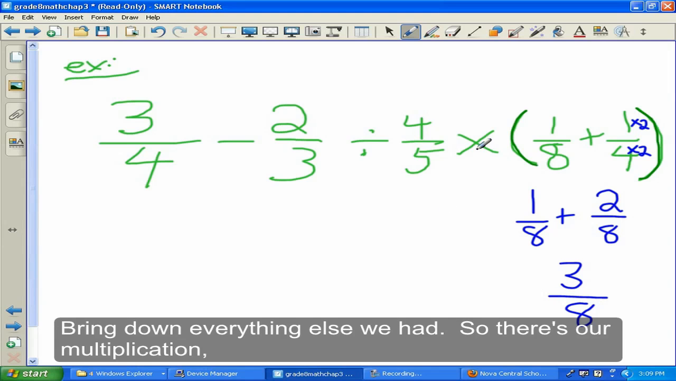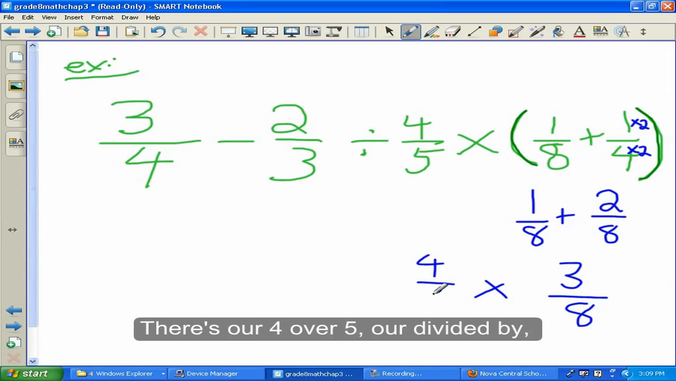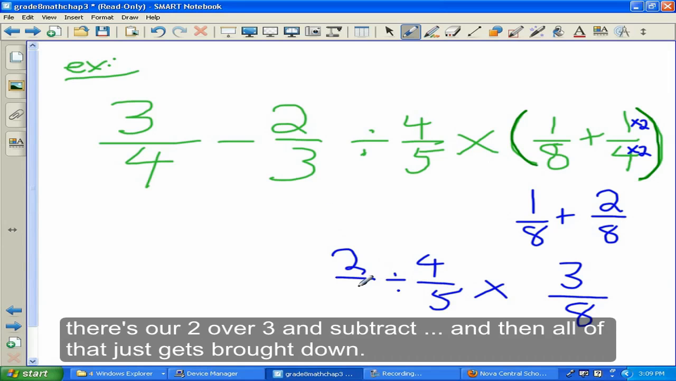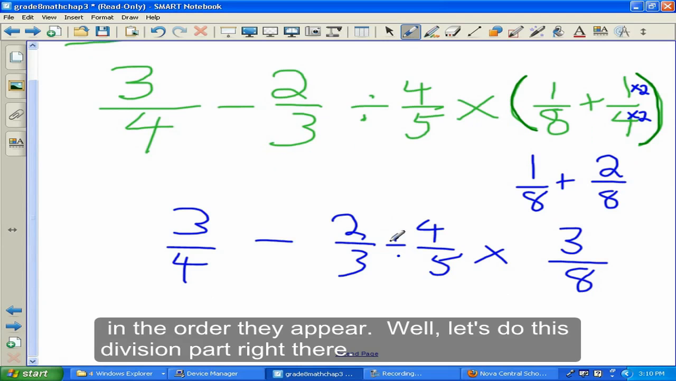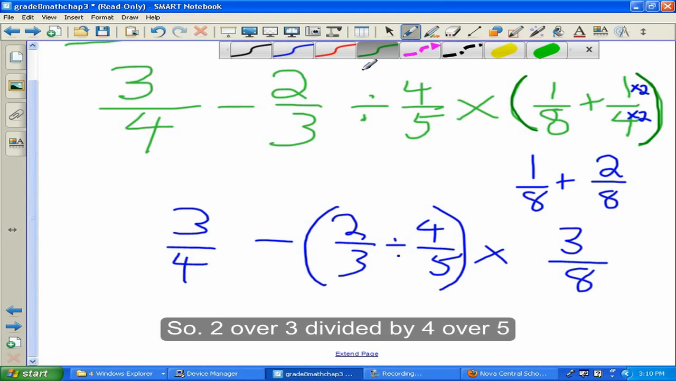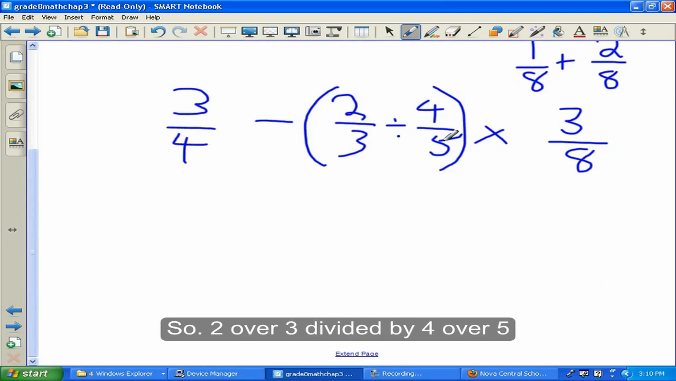Bring down everything else we had, so there's our multiplication, there's our 4 over 5, our divided by, there's our 2 over 3, and subtract, and then all of that just gets brought down. Now according to BEDMAS, we do multiplication and division next, in the order they appear. Well, let's do this division part right there. So 2 over 3 divided by 4 over 5.